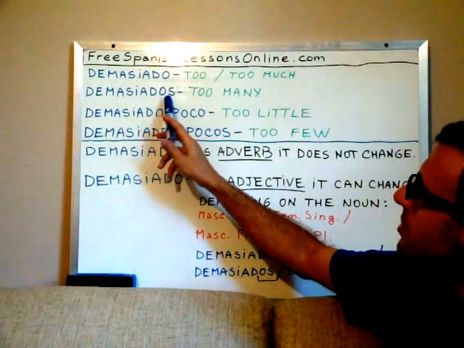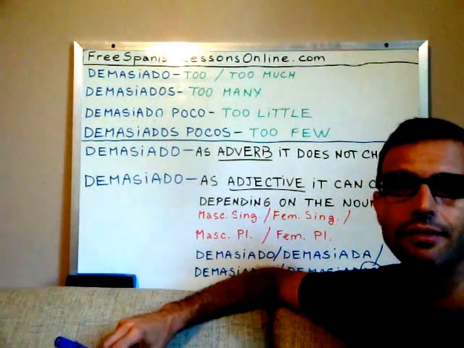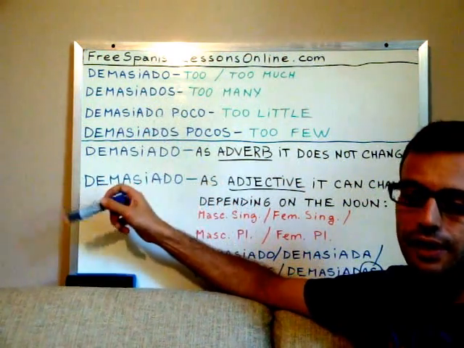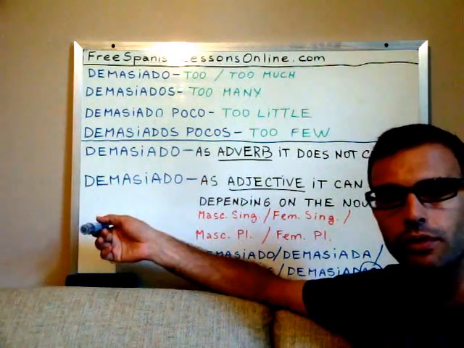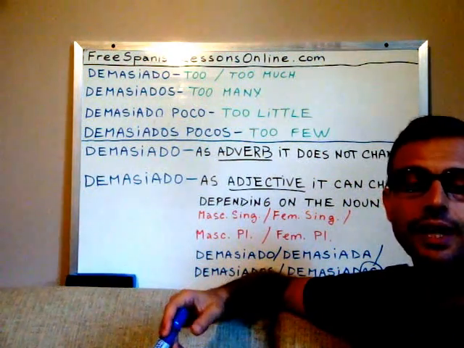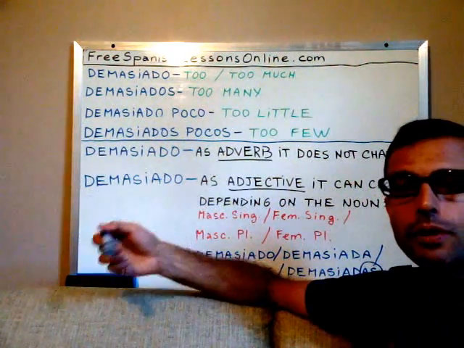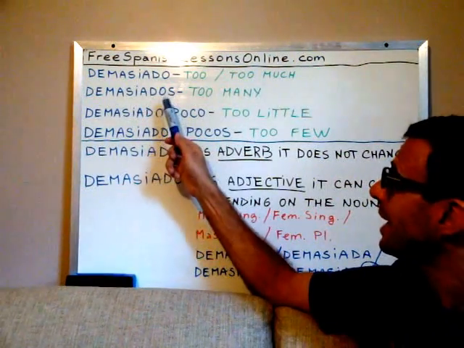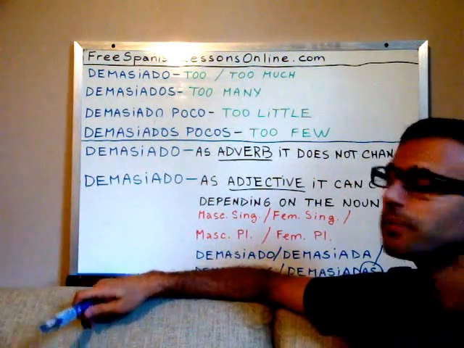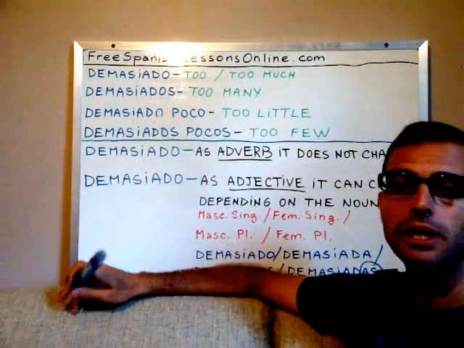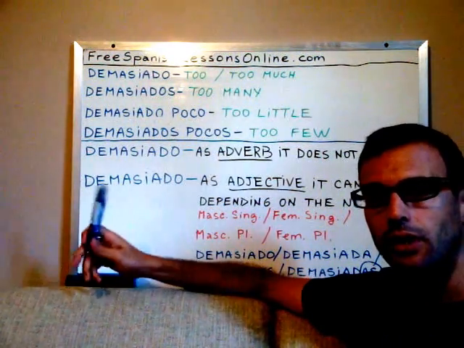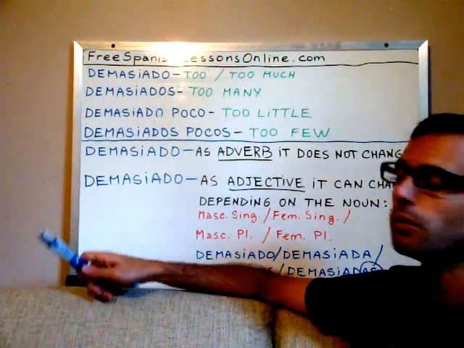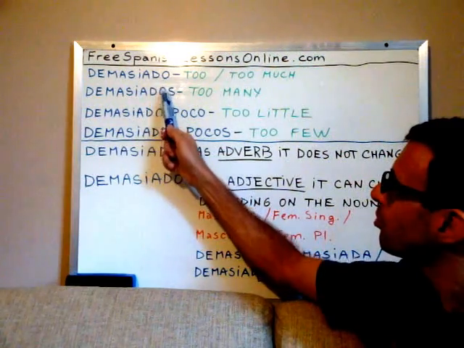Also, this can change its ending to an AS if it refers to a feminine noun. For example, if we said too many apples, the word in Spanish for apple is manzana, and it is feminine. So, too many apples would be demasiadas manzanas, ending in AS, okay, because it's feminine. Now, one for masculine would be demasiados autos, too many cars. The word for car in Spanish, auto, is masculine. So, we would say demasiados with an O-S.